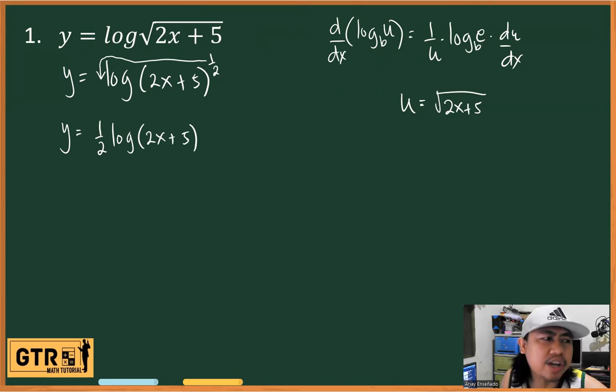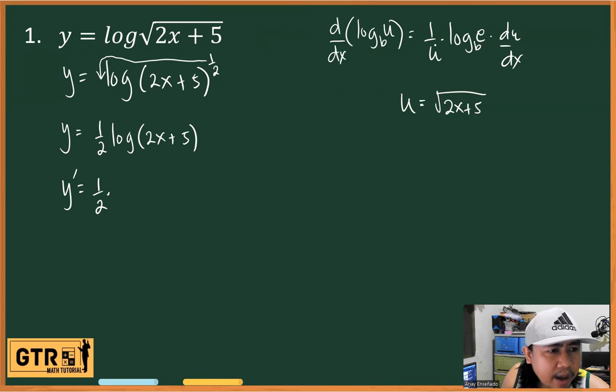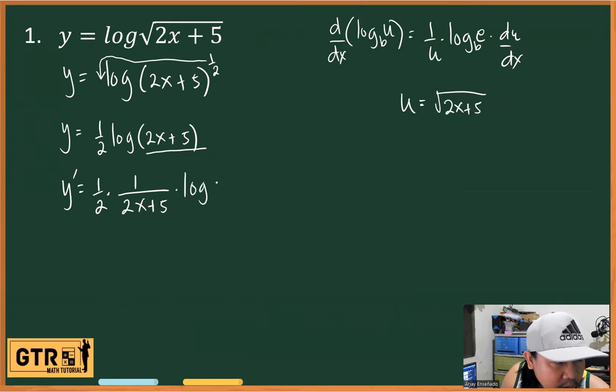Ayan. So para mas madali na siya. Then we can now apply this formula. So therefore we have y prime is equal to, so this is a constant, just copy the constant, apply the formula. So we have 1 over u. So our u here is 2x plus 5. So 1/2 is just a constant. So we have 1 over u, which is 2x plus 5, times the derivative of 2x plus 5. So times logarithm of e to the base b, and then times the derivative of 2x plus 5, the derivative of u with respect to x.